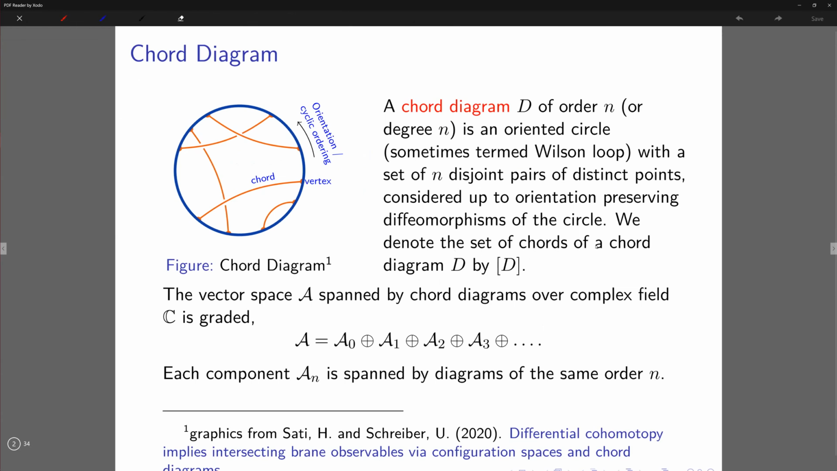I denote the set of the chords by D. And I use the letter A to denote the vector space spanned by chord diagrams.